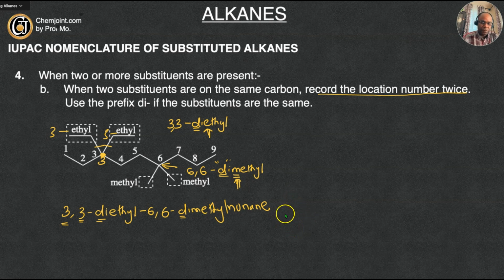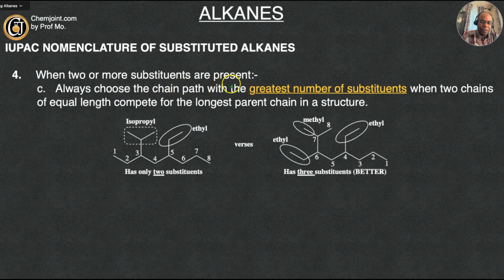Let's look at another example. When you have two or more substituents in the chain and you have a competition of the longest chain in the structure, you want to choose the longest chain that has the greatest number of substituents. That's the rule. In this example, I could go this way, starting from here to here. It's an 8. But I could start also from here and meander around, and I still end up with an 8 up there.